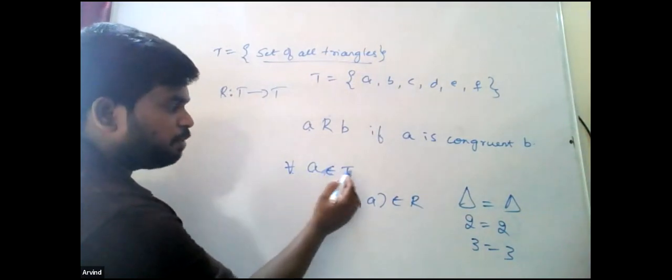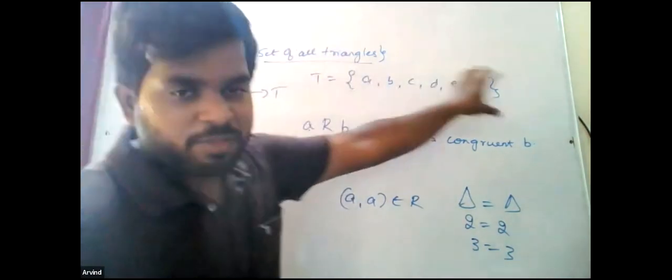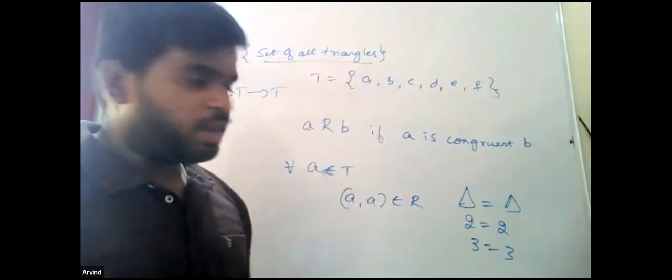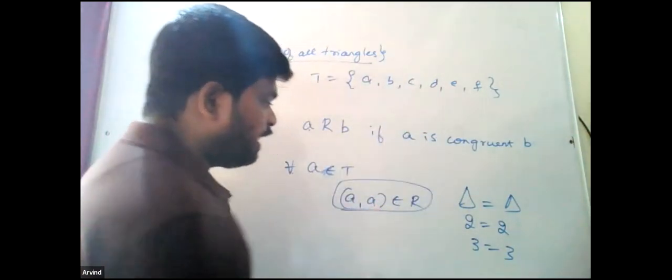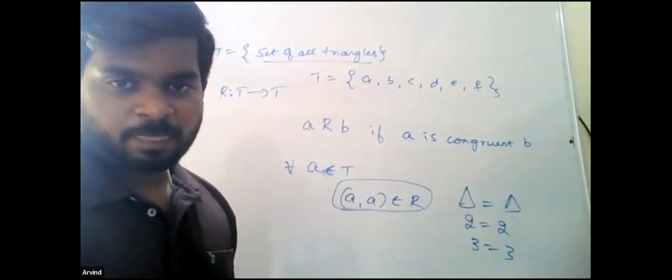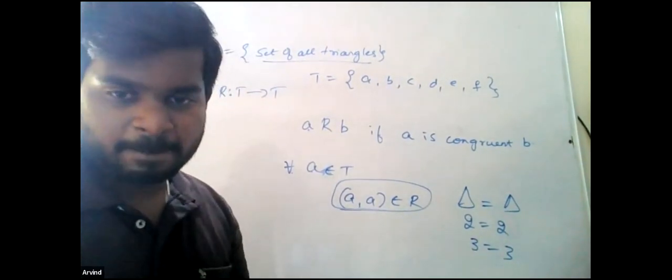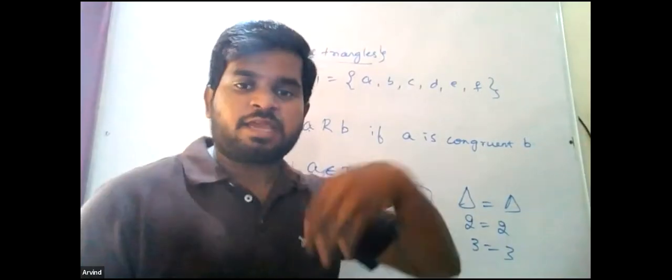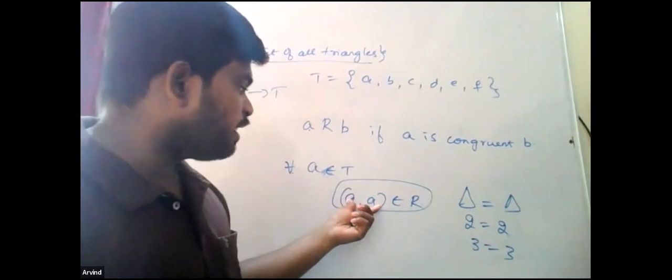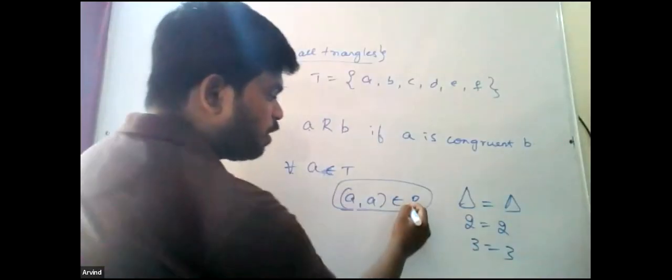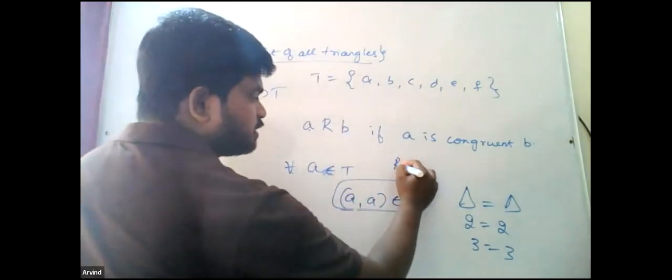For all a belongs to T. Take any triangle in this set, it will be equal to itself. That is, (a, a) belongs to R. I hope it's clear. Is this clear, students? Yes, sir. Take any triangle, it will be equal to itself, and being equal, I can write it in the relation. So a, a, b, b, c, c, take whichever you want, it belongs to R. Therefore it is reflexive.